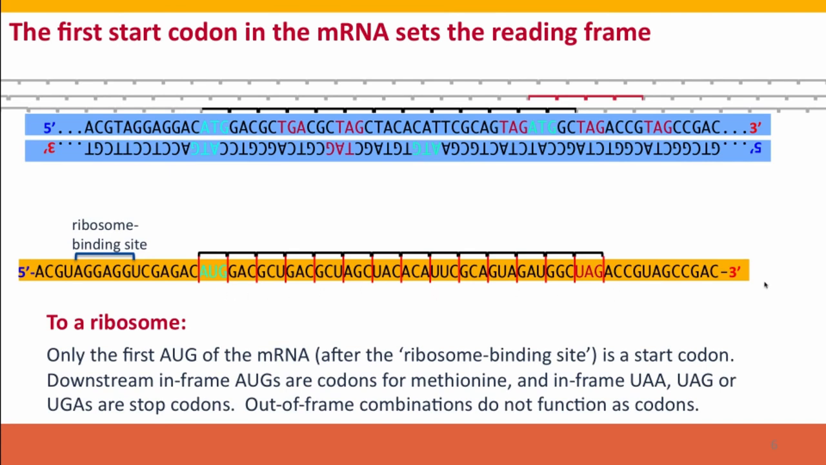In these groups of 3, any other methionine codons, any other AUGs, are just treated as methionine codons. They're not treated as start points at all. Furthermore, stop codons are recognized only if they're in the same reading frame as the AUG that started synthesis. Any stop codons that are out of frame are ignored. Any out-of-frame combinations of any kind are ignored by the ribosome. It only sees the reading frame that's set by the AUG that it started with.